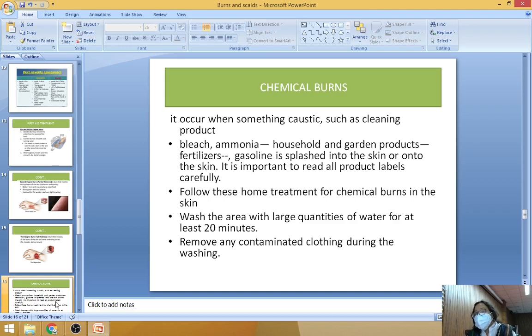Then wash the area with large quantities of water for at least 20 minutes. Remove any contaminated clothing during washing, because if the cloth is contaminated, then definitely the person will get the infection. We have to be very careful because it affects the skin layer, so entry of microorganisms is very easy and it will lead to infection. Otherwise too, the patient will get dehydration and the patient's immunity will also be lost, and then more prone to get infection. So we have to be very careful. Infection and dehydration are the main two things that occur for a burn patient.